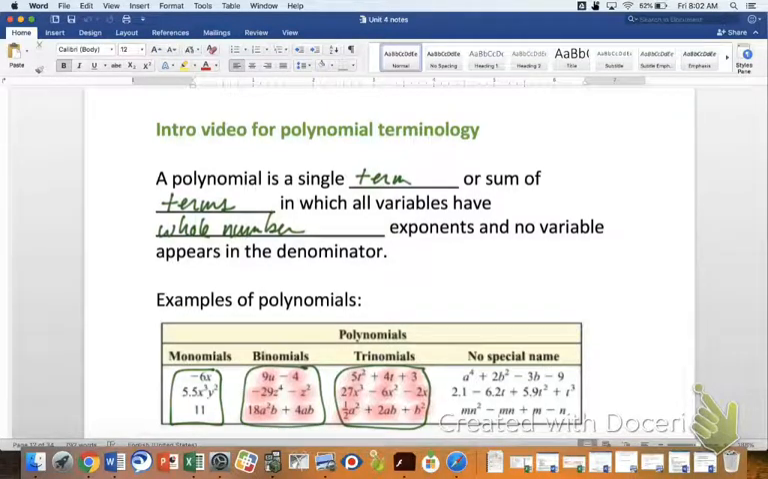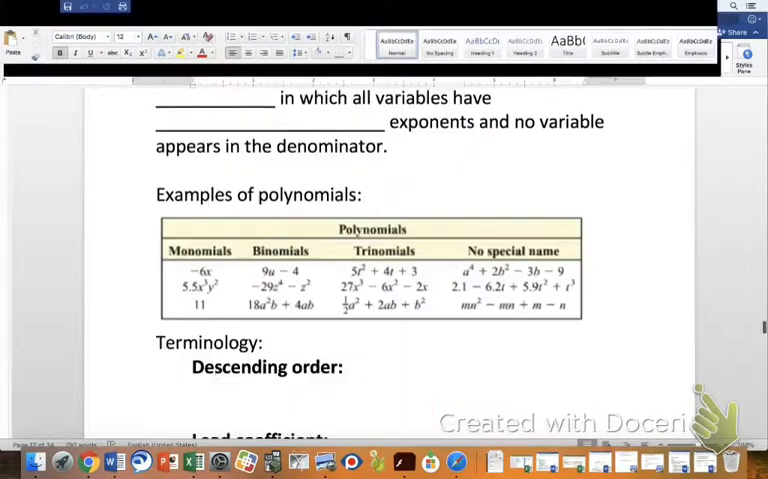Once you get past three terms, they don't really have a special name for it. So if you notice here, I think these all have four terms. So 1, 2, 3, and 4. And I think you can see the other ones there have four terms as well. So again, once you get past three terms, we don't have a special name like trinomial or binomial. All right, so we want to make sure that we'll be able to identify those. We're going to look at a little bit more terminology here concerning these polynomials.